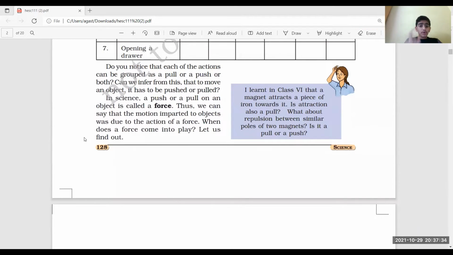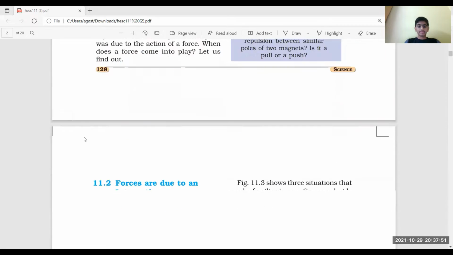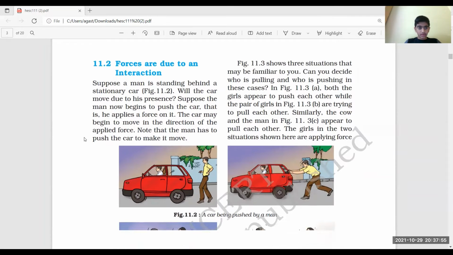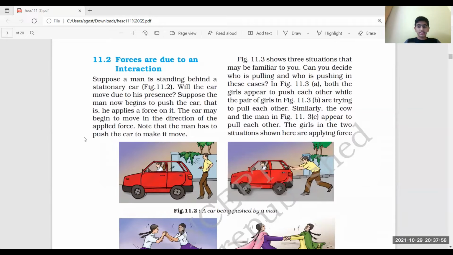Now, in science, a push or a pull on an object is called a force. In this introduction part, the central definition, the main topic is force, and what is force means a push or a pull on an object. Now, forces are due to an interaction. There is an interaction between an agent and an object. When both are in some interaction, forces are exerted at that point of time.